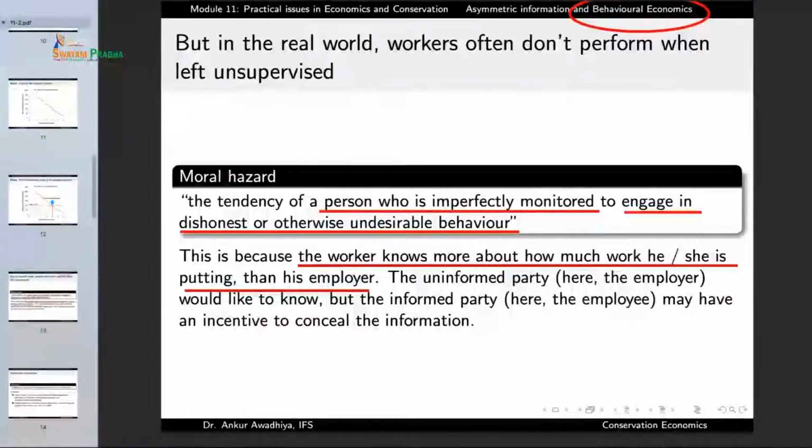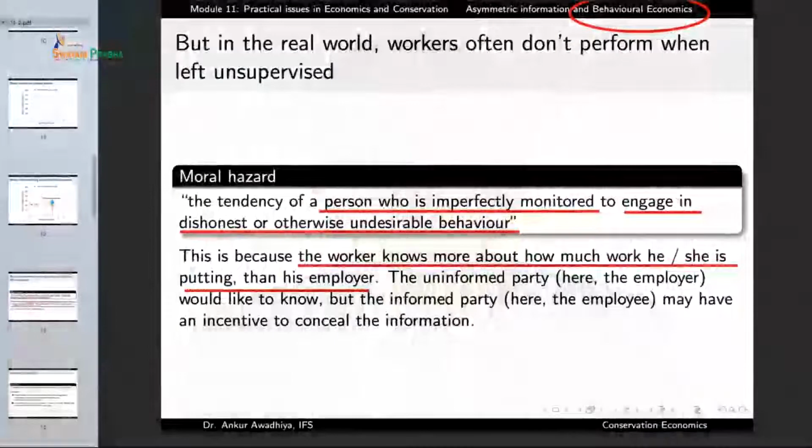So the primary cause is that the worker knows much more about how much work he or she is putting in than the employer. The uninformed party, that is the employer, would like to know, but the informed party, or the employee, may have an incentive to conceal the information. Why? Because if the owner comes to know that this particular worker is a lazy person, he does not work properly, then this worker may get fired. So in this case, it is in the best interest of the worker to hide this information. And he'll do all sorts of things to hide this information. So this is moral hazard.